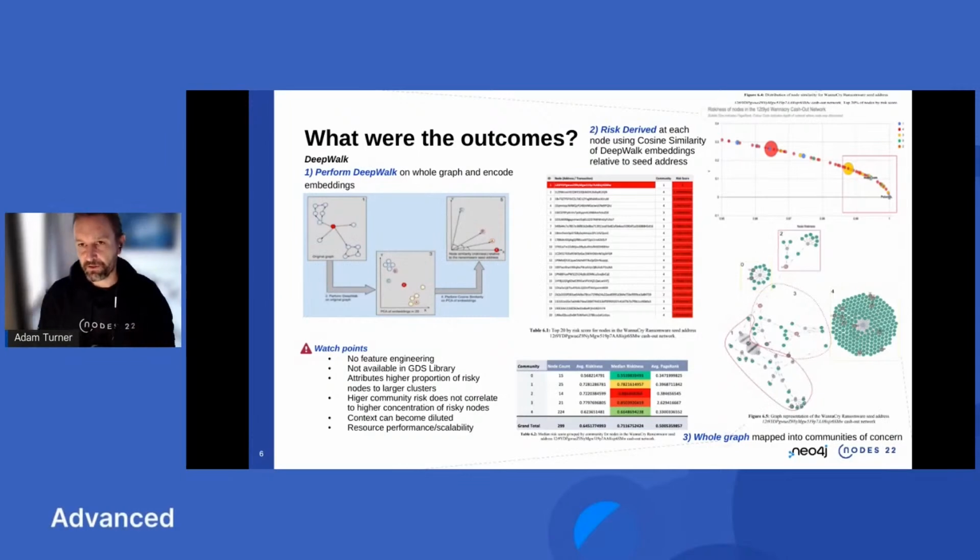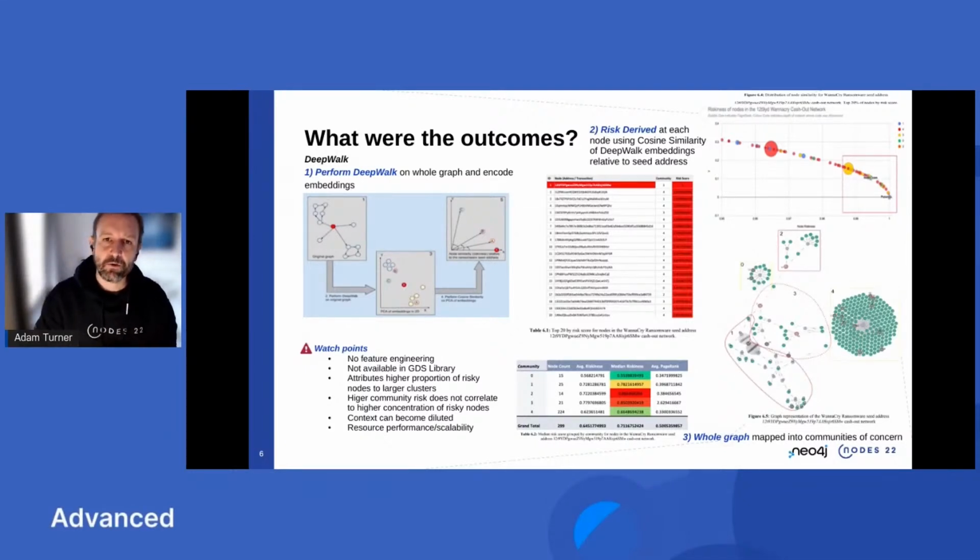And the purpose, as I said at the start, was really to try and find some risk in the nodes within a ransomware payment network. So I was able to use these embeddings that were derived from DeepWalk, push them through principal components analysis and k-means clustering, but also then use those reduced embeddings in a cosine similarity function that looked at the risk relative to this ransomware seed address, okay? So stepping out of Neo4j into my Python notebook, I was able to start ranking the riskiness of each of these nodes within my ransomware payment network.